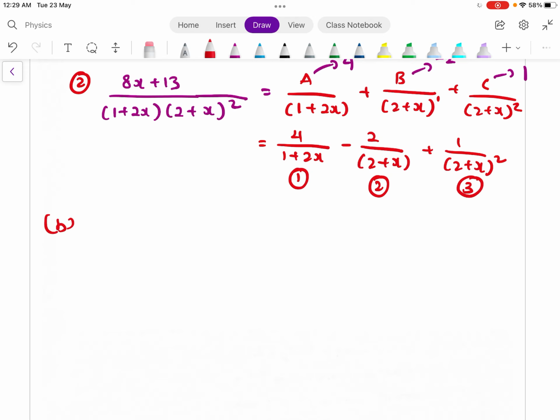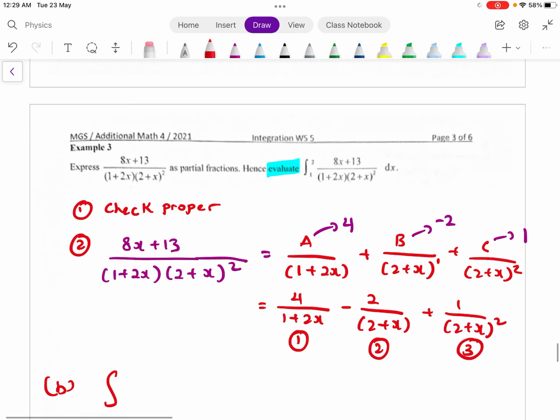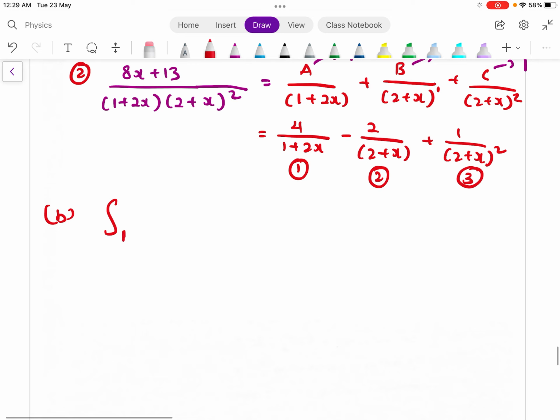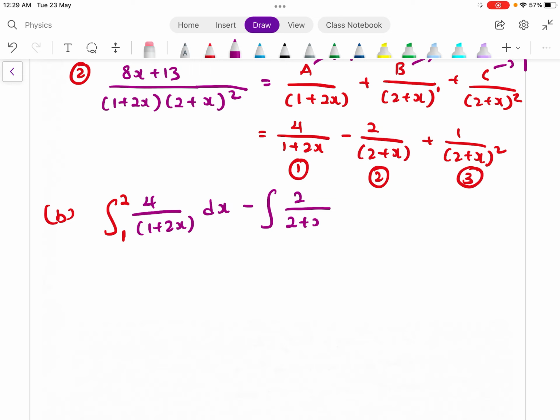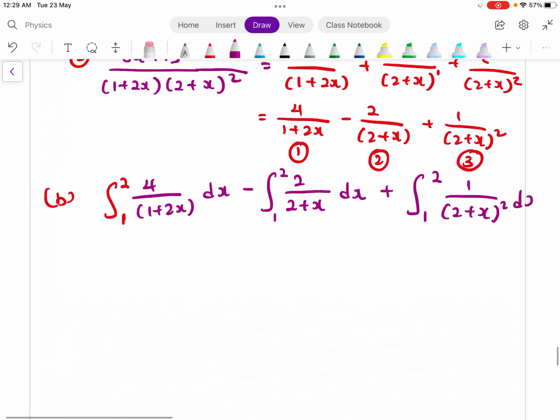So part B, hence part. I integrate from 1 to 2, right? So this is 1, then this is 2. Let's do the first term: integral of 4 over 1 plus 2x dx, minus the integral of 2 over 2 plus x, from 1 to 2, dx. Then next is the integral from 1 to 2 of (2 plus x) squared in the denominator, dx.